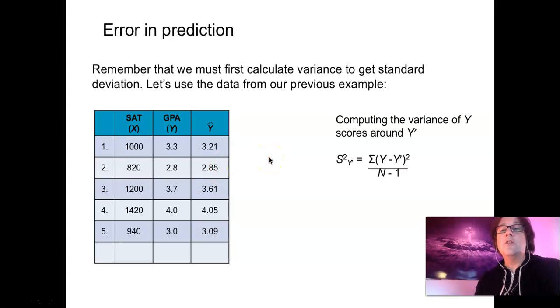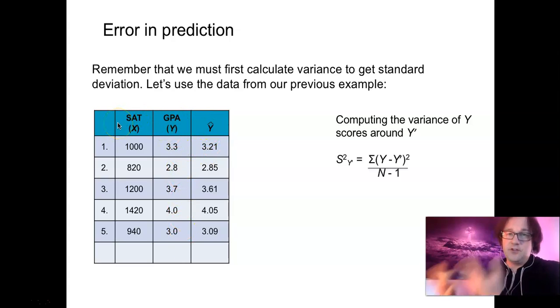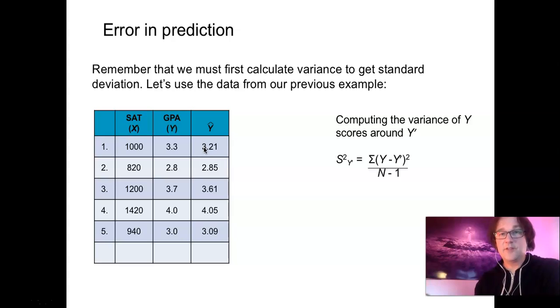Okay, so using the formula for variance, we're able to calculate how much of a difference exists between our predicted scores and our actual scores, right? What we're really interested in is the standard deviation that exists between our actual scores and predicted scores, but we have to calculate variance first before we can calculate the standard deviation. So remember the formula here, the sum of squares divided by the degrees of freedom.